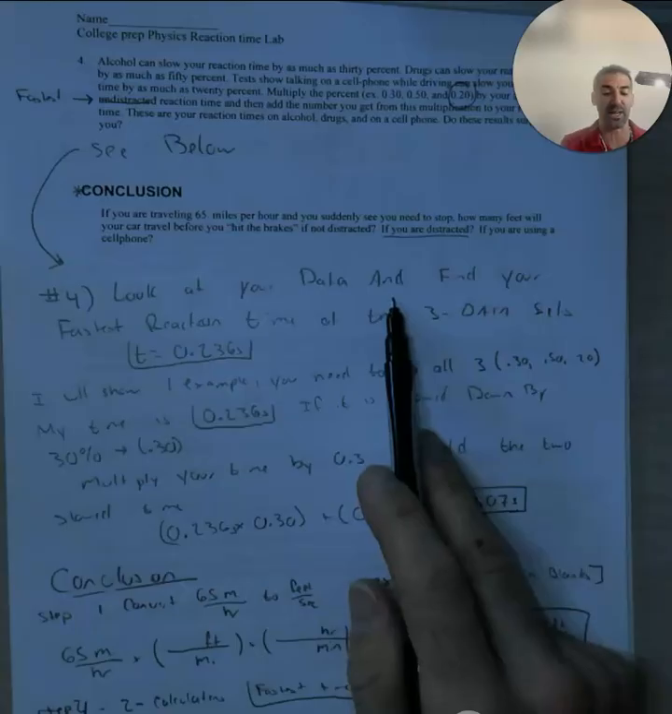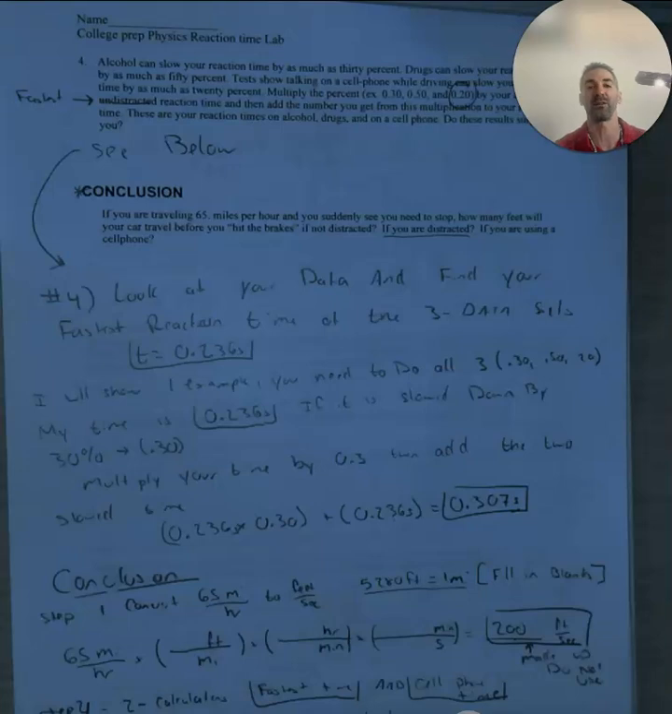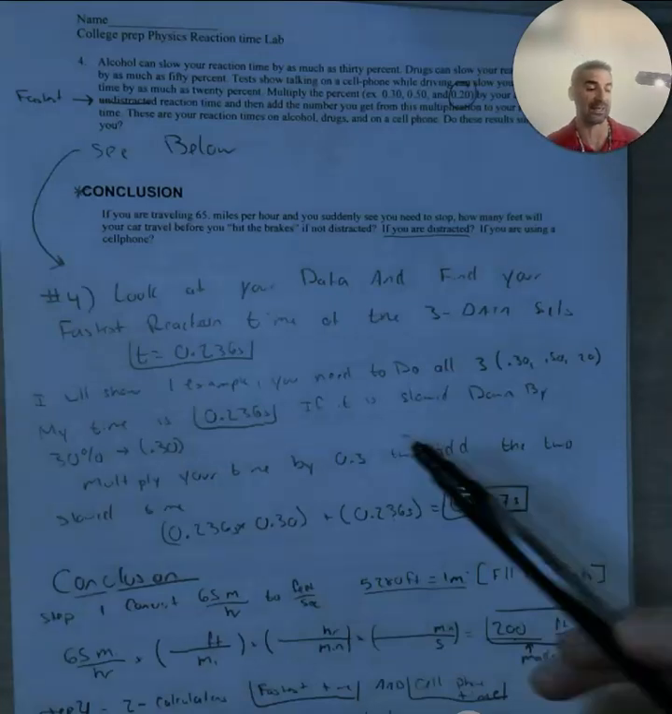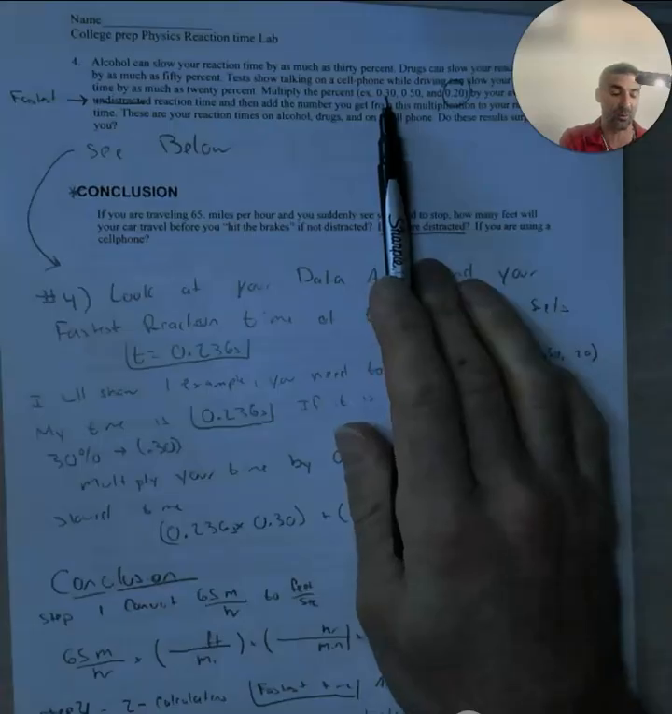So you're going to look at your data and find your fastest reaction times. You had 3 different times: left hand, right hand, computer. Find your fastest time. We're going to use that time. Mine was 0.236 seconds. I'm going to do one example, slowing down by 30% or 0.3.